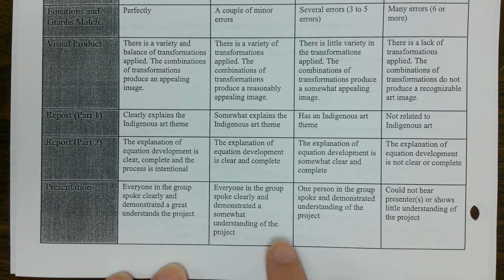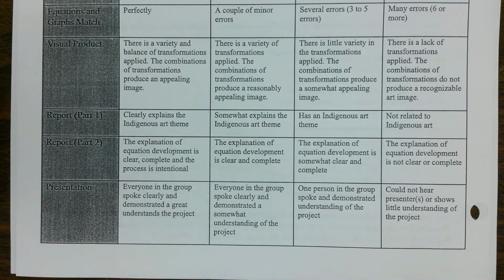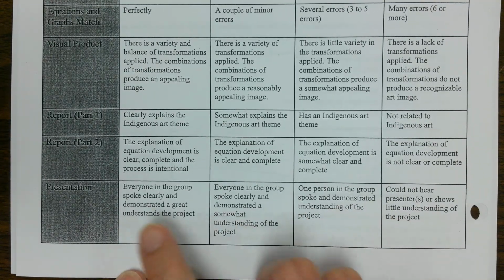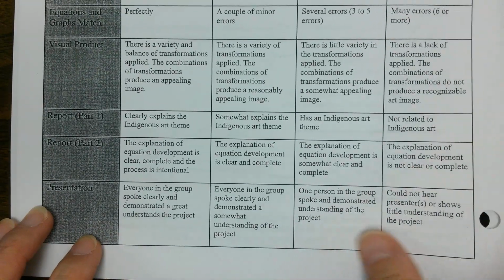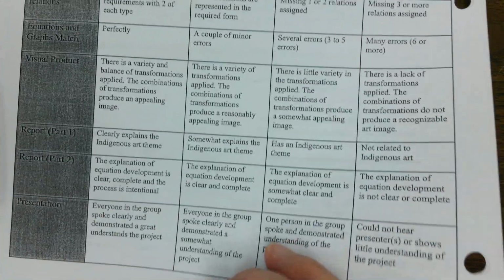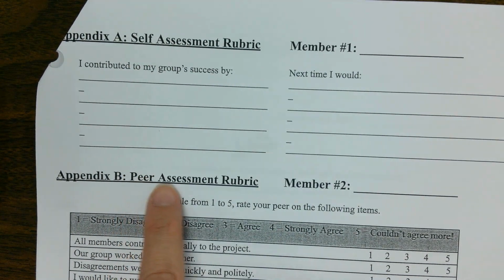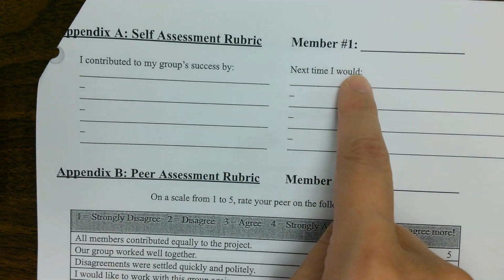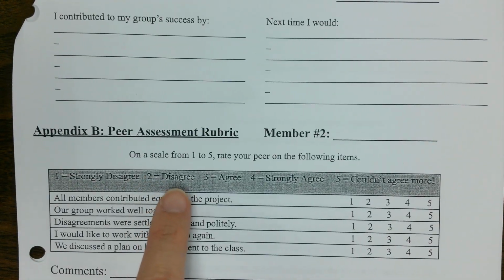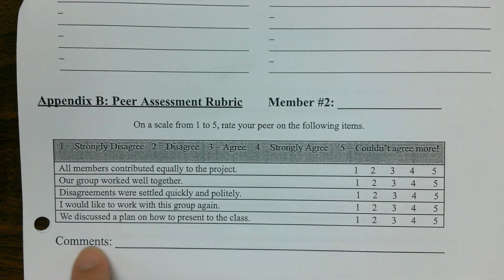Okay, when there's questions at the end, I want to hear that not just one person did it while the other one had no idea what this whole project was. So the presentation will also show me how much you understand the project. At the end, there is a self-assessment rubric and a peer assessment rubric. In this one, you fill it out and say how you contributed and what you can do better next time. And this peer assessment is how you would grade your partner. And then you can write me a comment too.